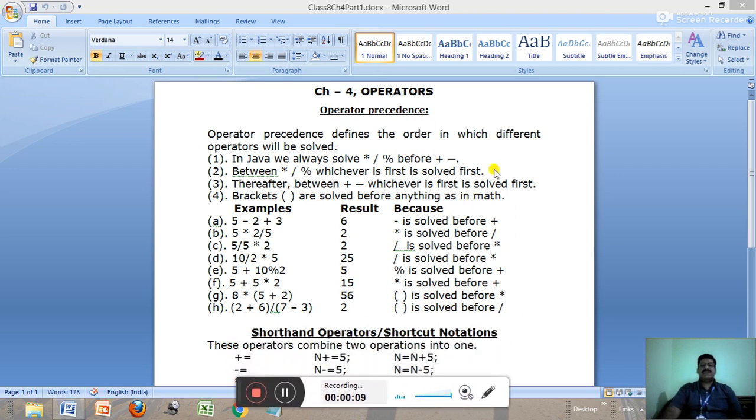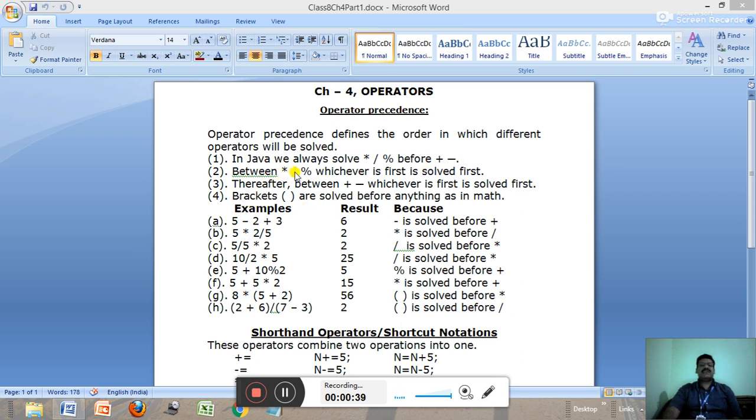In today's class, in chapter 4, Operators, we are going to learn operator precedence, meaning the order in which a mathematical expression will be evaluated, solved, in Java. So in this class, we are going to concentrate only on 5 mathematical operators, that is asterisk, slash, modulus for the remainder, plus and minus.